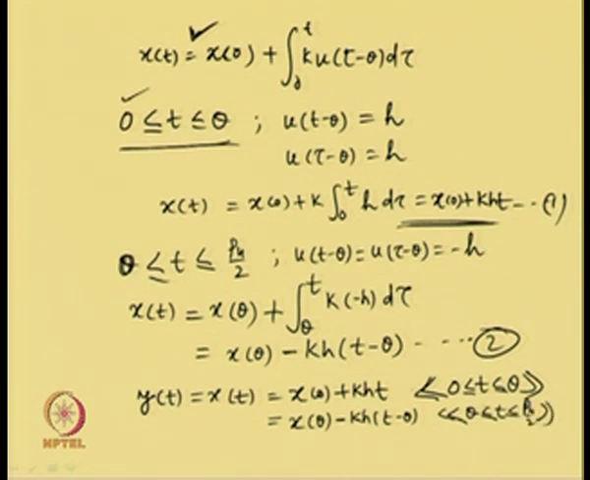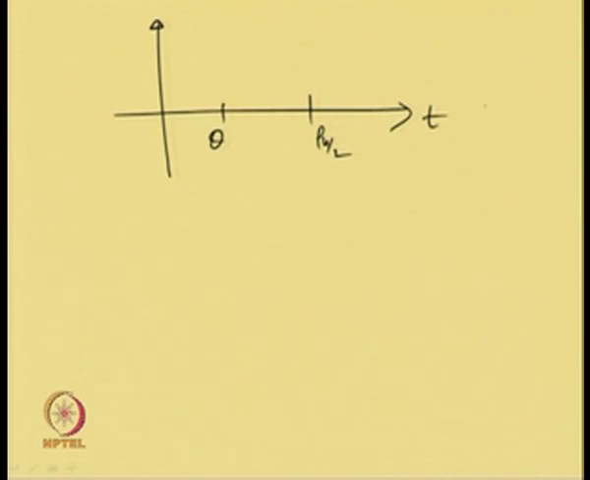When these two equations are plotted, then we will get the actual output waveform we get during the relay test, but the waveform will be available for half period only. Let me do the plot. Then we shall have the time axis, let this be theta and let this be pu by 2. Then we assume that theta is not equal to, theta is less than pu by 2.